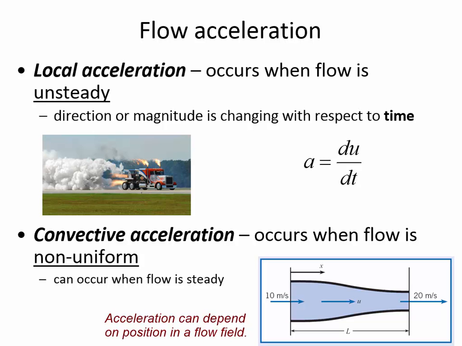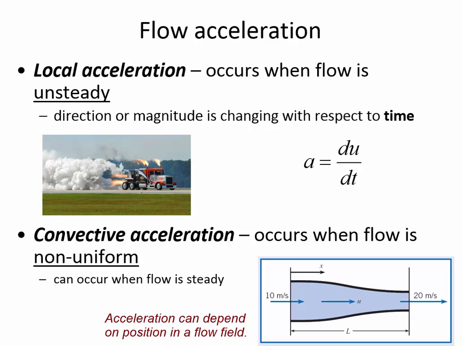When flow comes into the big part of the nozzle, the velocity of the flow is 10 meters per second. And then as the nozzle contracts, it's forcing the same amount of flow into a smaller cross-section. Because of that smaller cross-section, the fluid has to speed up so that the same volume can squeeze through a smaller area in the same time increment. And so the speed goes up. You can see as it exits that nozzle, the velocity is 20 meters per second.